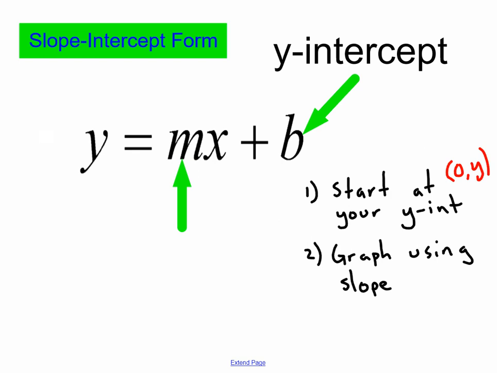Next, you'll want to graph using the actual slope. So the slope will be written in the form of m equals some number. So we'll say m equals slope. And that is your rise over your run.